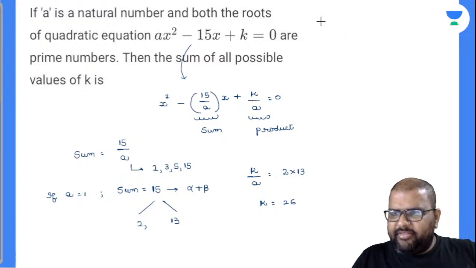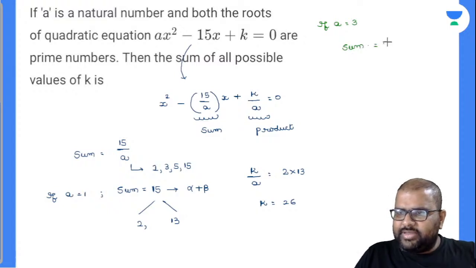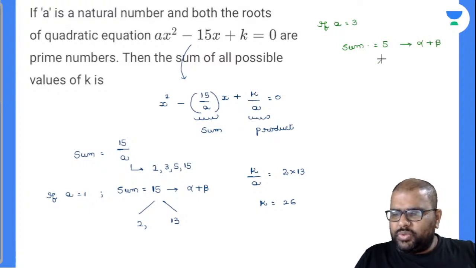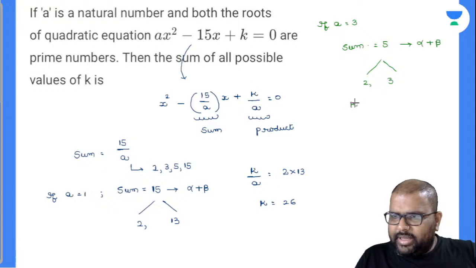Next one. If a is equal to 3, then my sum value is equal to 5. So this 5 is nothing but equal to alpha plus beta. So alpha comma beta must be prime numbers, and there is only one chance for me. 5 can be broken down into 2 comma 3. There must be no common factors between them. So my product of roots, k by a value, is nothing but equal to 6.